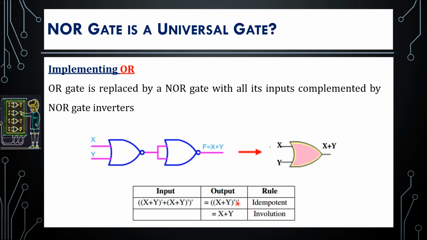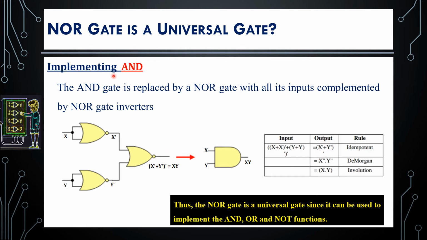According to the double inversion law, (X + Y) the whole bar, bar is equal to X + Y. That is the OR gate. So with the help of two NOR gates, we will be getting an OR gate. Let's look into how to implement this AND gate using this NOR gate.